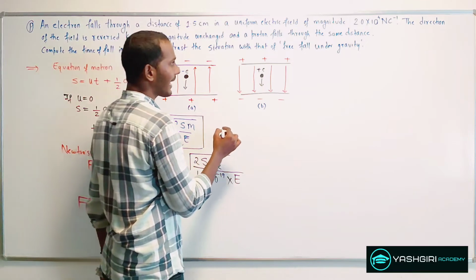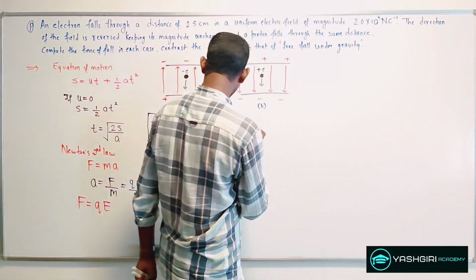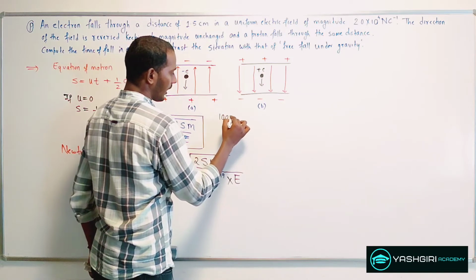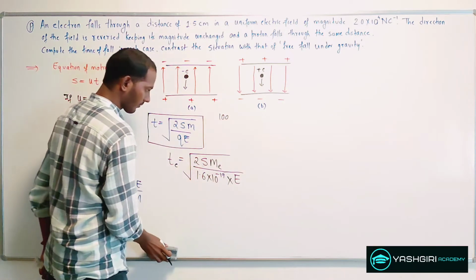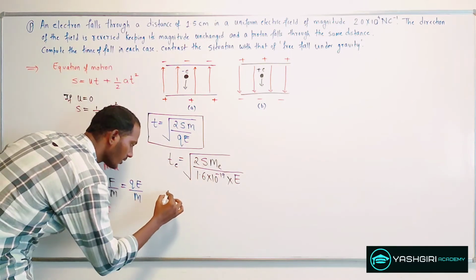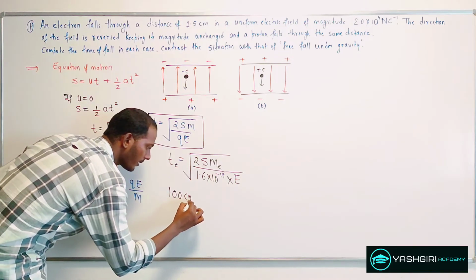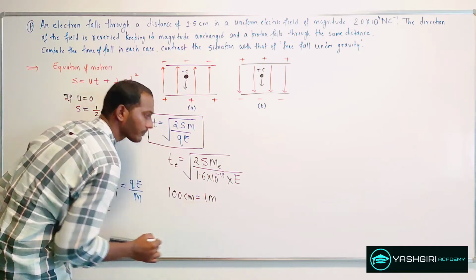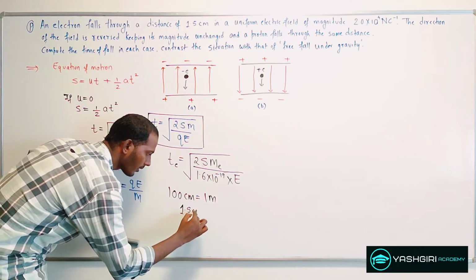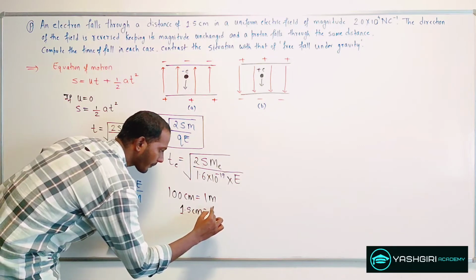What I can say is that if you are having, say, 100 centimeters, let me show the conversion. So here 100 centimeters is equal to 1 meter, then 1.5 centimeters is equal to how many meters?